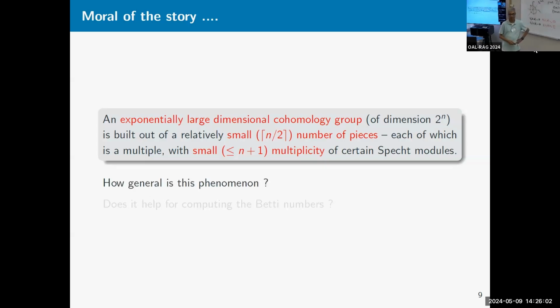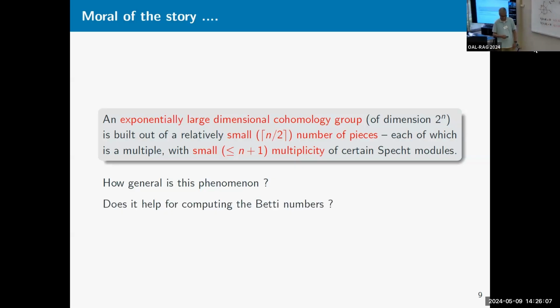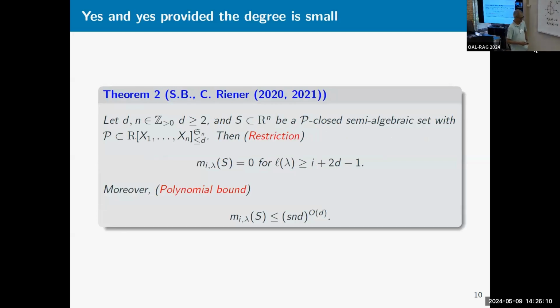So we can ask how general is this phenomenon, and does it actually help in computing Betti numbers? And so here's one of our theorems, which, even though it looks complicated, I'll explain in a second, tells you that the answer to those questions is somewhat positive. So if you have a closed symmetric semi-algebraic set defined by symmetric polynomials of degree at most d, then you are looking at the ith homology, for some fixed i. You can think of i to be 0 if you want to look at H0.